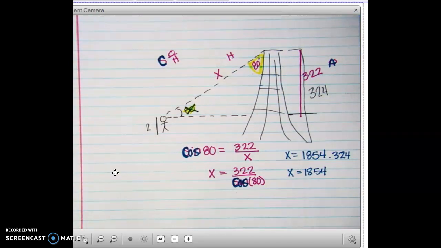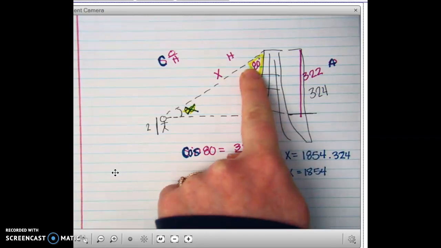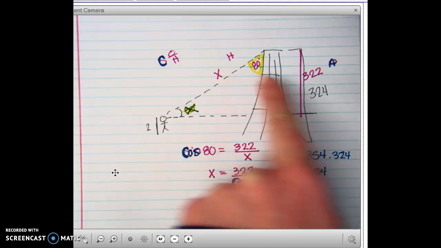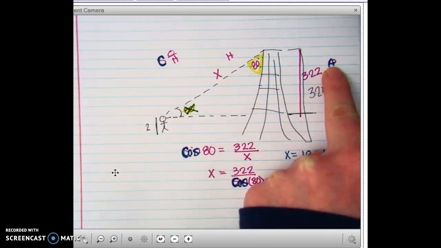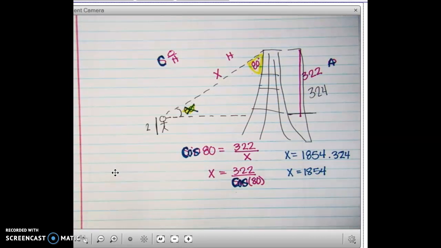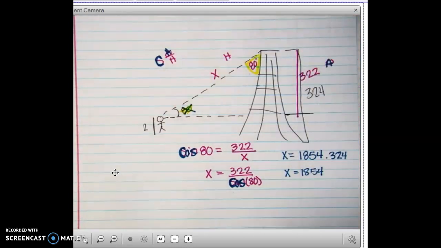Okay, so I set it up wrong, which is always an issue, I think, with trig. It gets tricky to set it up sometimes. Just got to read the problem carefully, which I did not. So since the angle of 80 is up here, that makes this the adjacent side, which means we have adjacent over hypotenuse. So it's going to change it to cosine.